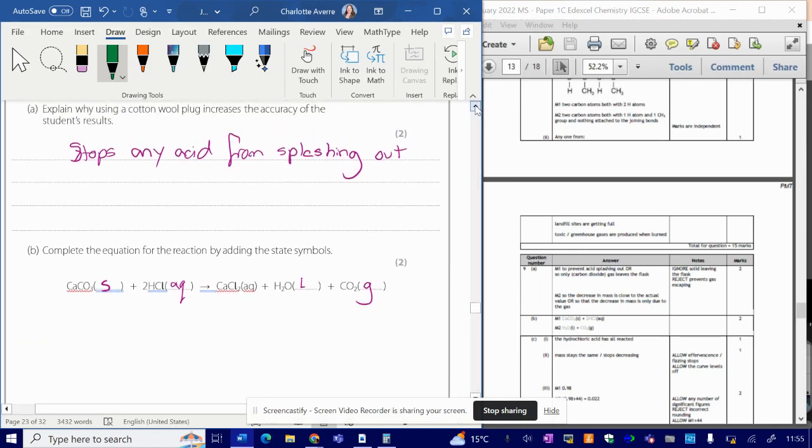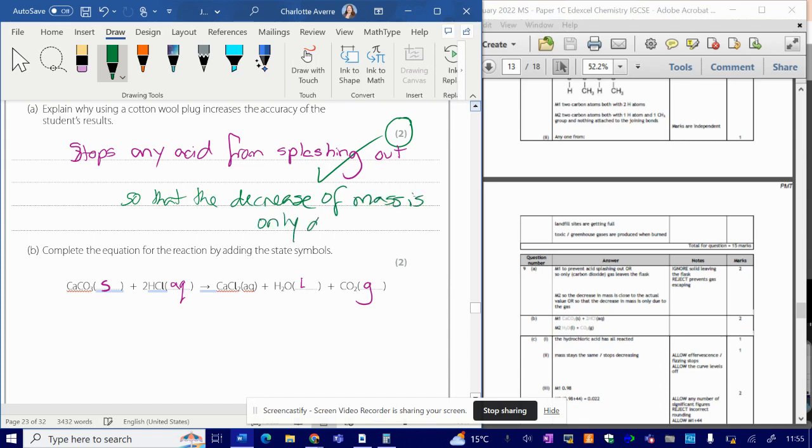Okay, the cotton wool prevents any acid from splashing out. Okay, so I've missed a mark there. That was the explanation mark. So pay attention to the number of marks in the question. Okay, so stops any acid from splashing out so that the decrease in mass is only due to the CO2. Alright, so pay attention to the number of marks things are worth. Clearly I wasn't doing that appropriately there because otherwise I would have spotted that.